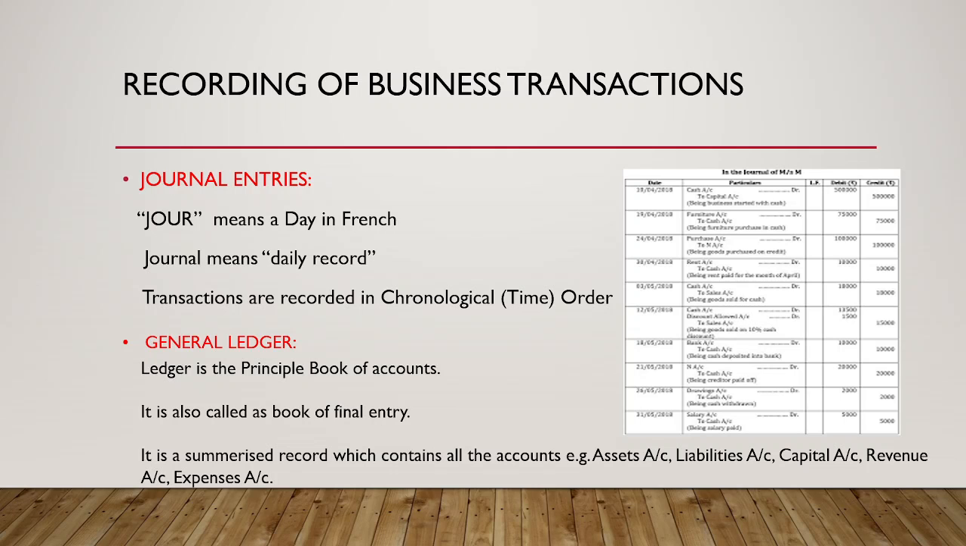Now what do you mean by general ledger? Ledger is the principal book of accounts. It is also called the book of final entry. It is a summarized record which contains all accounts, for example asset, liability, capital, revenue, expense, etc.